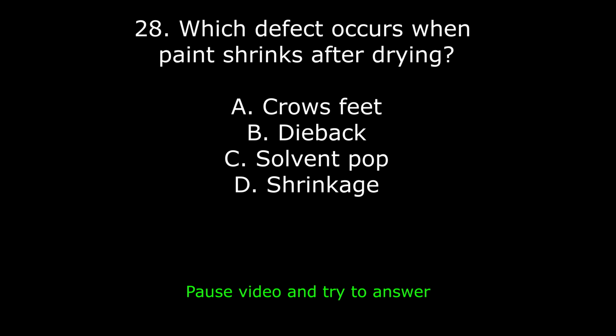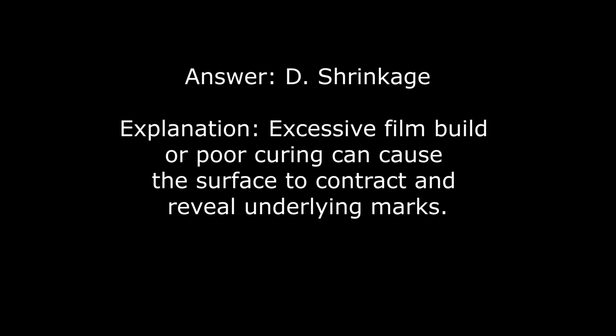28. Which defect occurs when paint shrinks after drying? A. Crow's feet. B. Dieback. C. Solvent pop. D. Shrinkage. Answer. D. Shrinkage. Explanation. Excessive film build or poor curing can cause the surface to contract and reveal underlying marks.